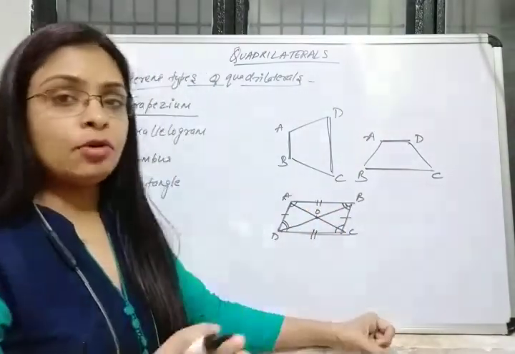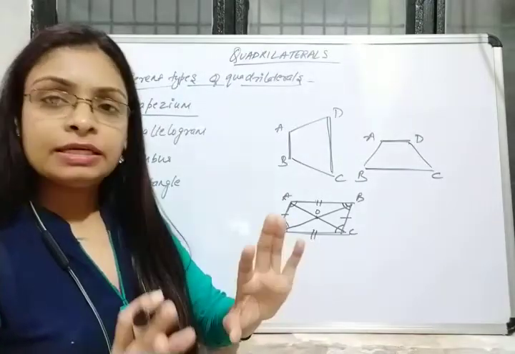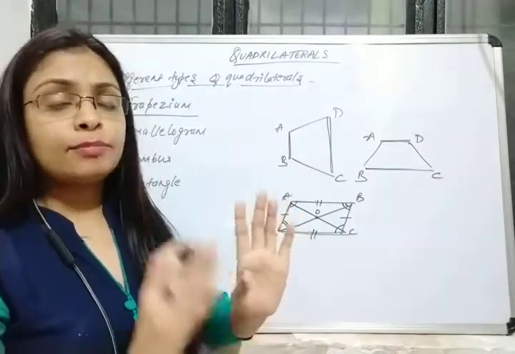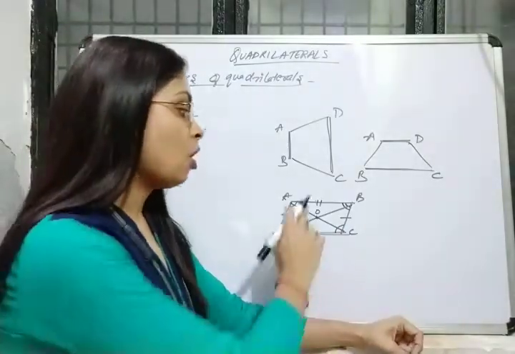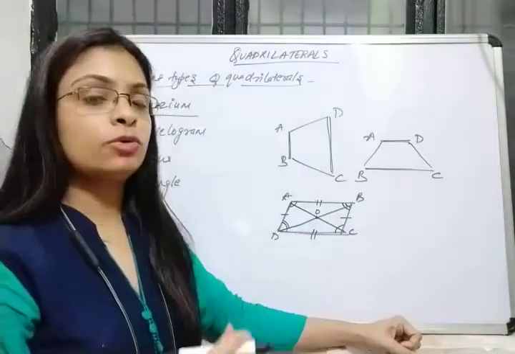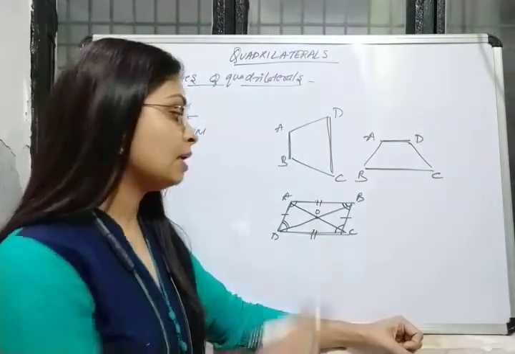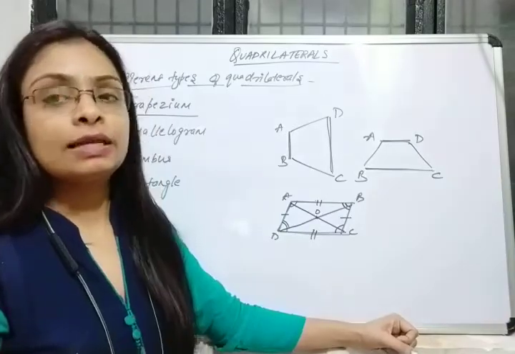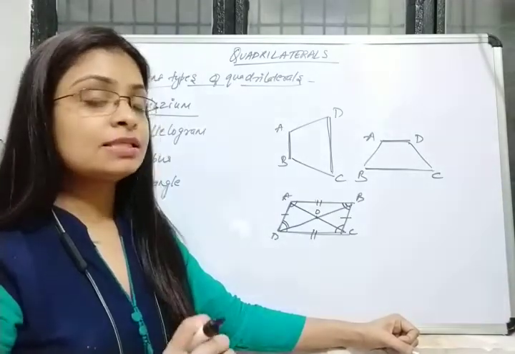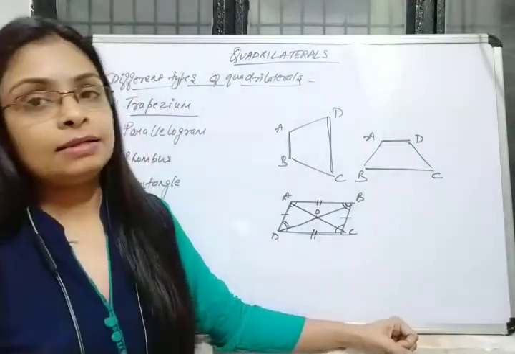So these are the properties of the parallelogram: the definition, that both pairs of opposite sides are parallel; opposite sides are equal; opposite angles are equal; and the diagonals bisect each other.